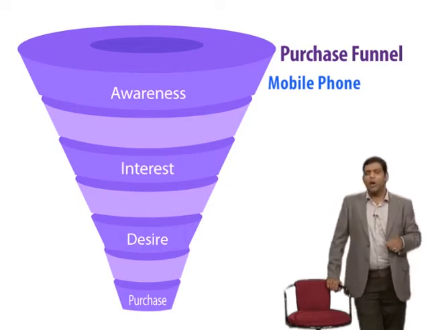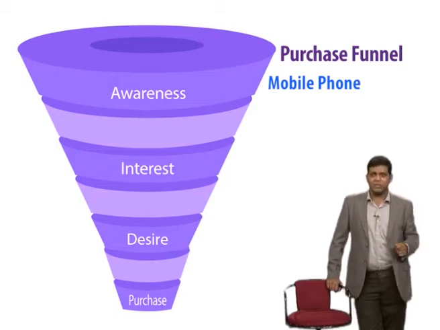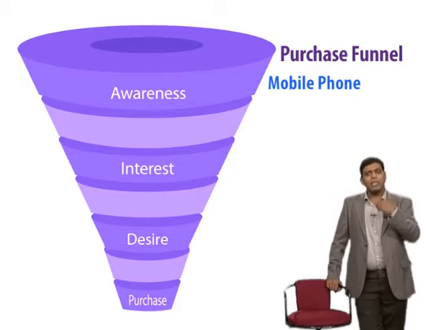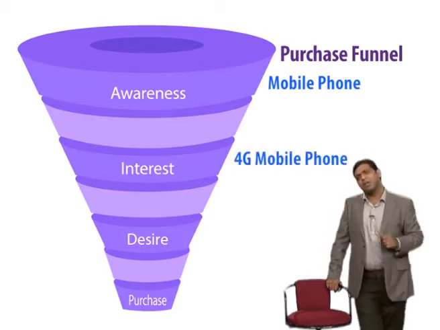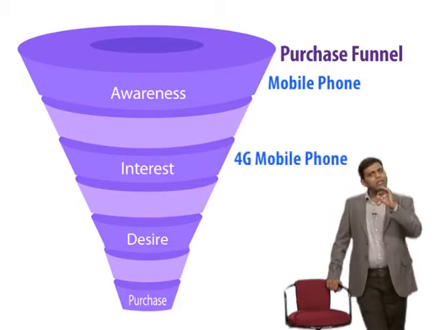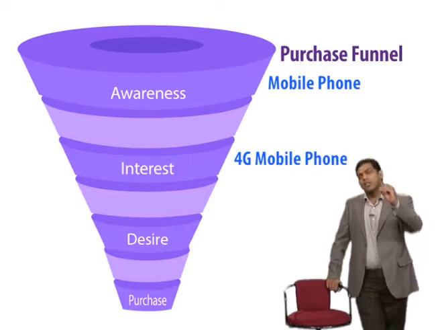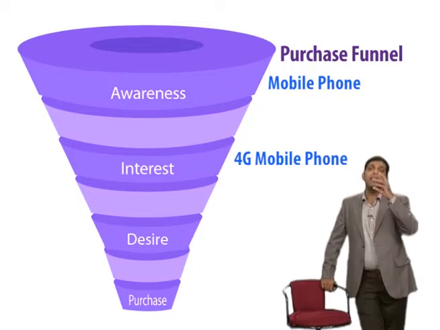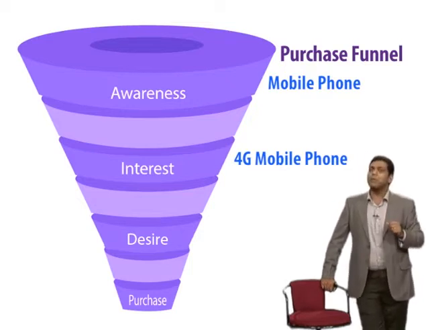But when the customer moves further into the process, like when the customer is coming into the interest stage, the customer might be specifically looking for a certain product. So, the customer might be looking for a 4G mobile phone in the interest stage, because the customer has narrowed down the search from all mobile phones out there to mobile phones which are very specifically 4G, which is the requirement of the customer.